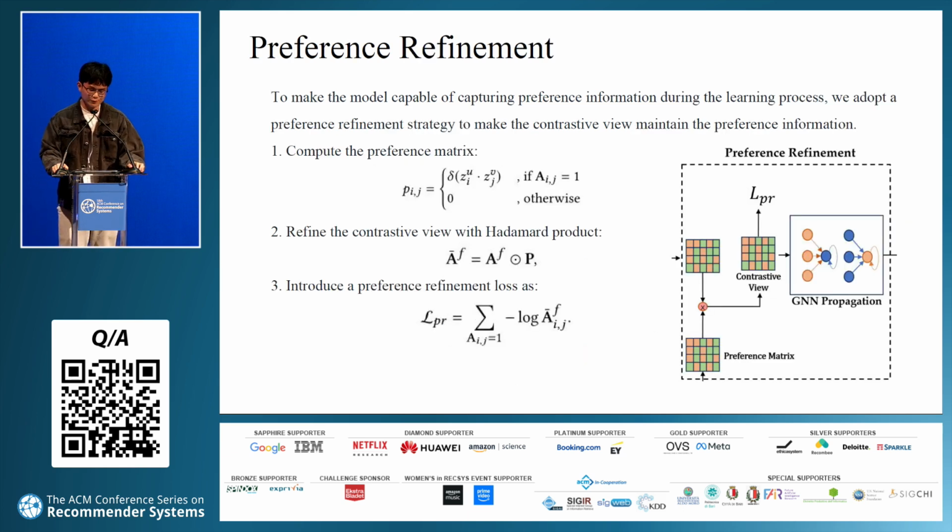And finally, here we present the preference refinement. It is here to make the model capable of capturing preference information during the learning process, and we adopt this strategy to make the contrastive view maintain the preference information. To be precise, we first compute the preference matrix by calculating the inner product of the embeddings of users and items. Then we refine the contrastive view with the product and introduce the refinement loss as follows.